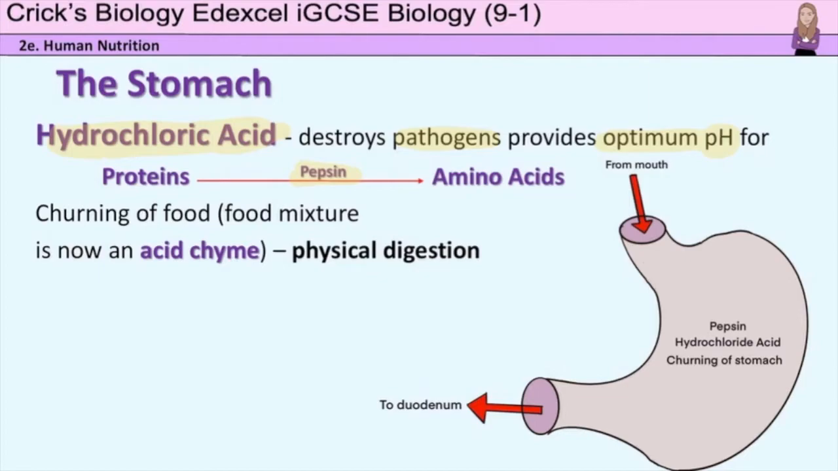Please note here, as students often get confused, it is only the pepsin that does the digestion, not the hydrochloric acid. The acid is just there to provide an acidic pH for the enzyme pepsin to work in. The food is churned by the stomach, mixing the food with the stomach secretions and forming an acid chyme. The churning helps to physically digest the food, breaking it up into smaller pieces. Food stays in the stomach for several hours.